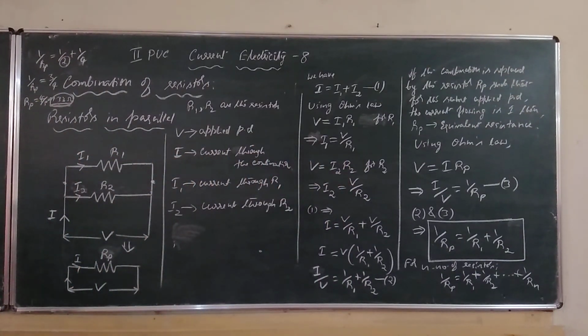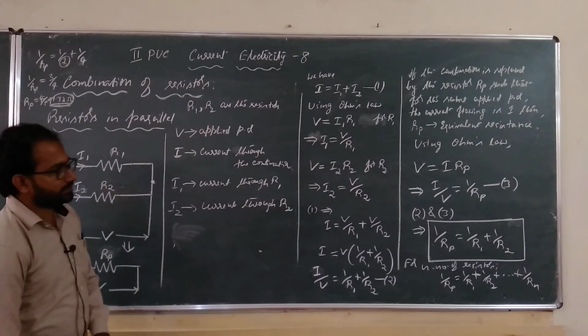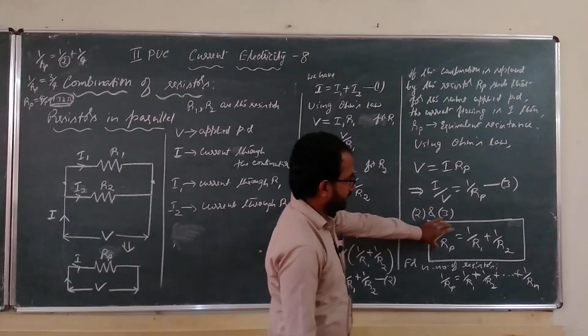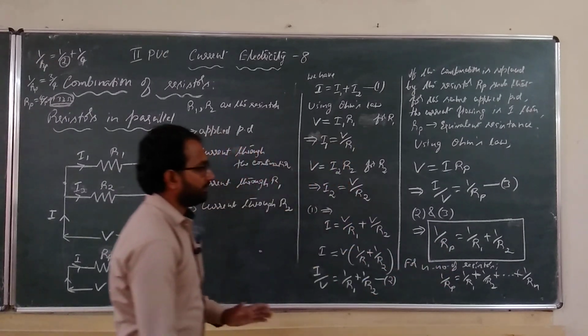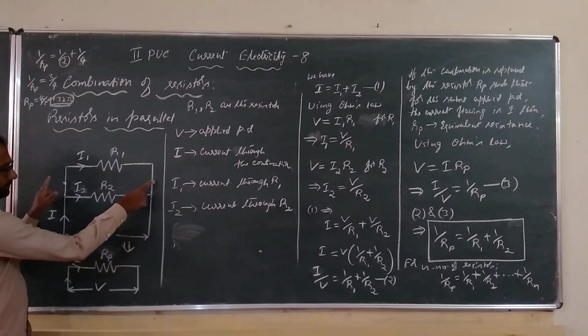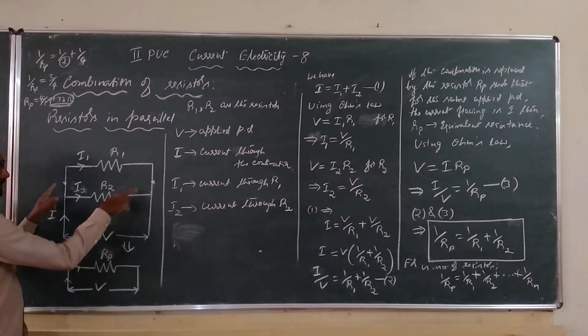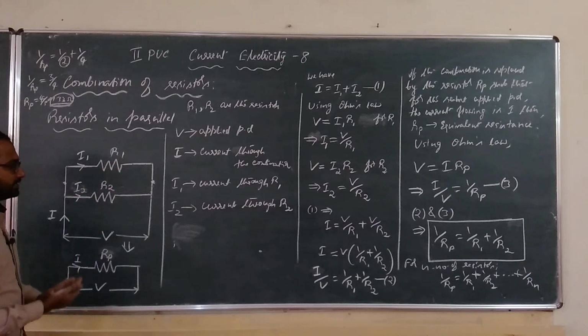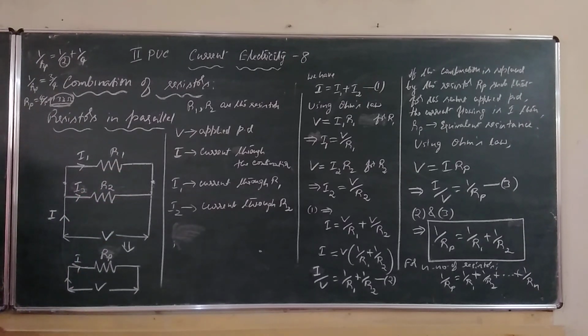Okay, so these are the things that you should remember. Derivation is not important, it is excluded from the syllabus for this year. But the expression is important, you should know how to calculate the effective value of resistance. The common thing in parallel combination is that potential difference appearing across each resistor is same, current is different. Okay, right.